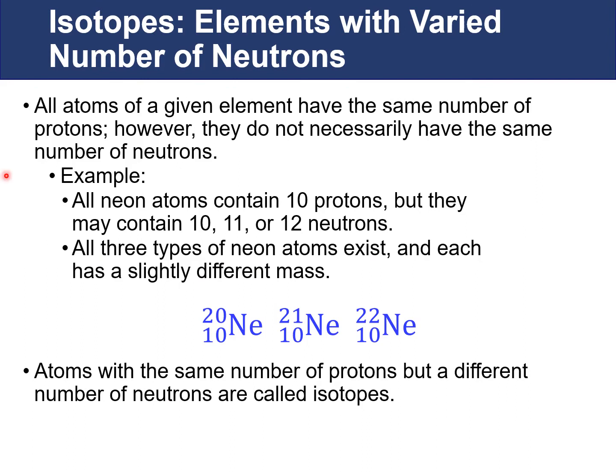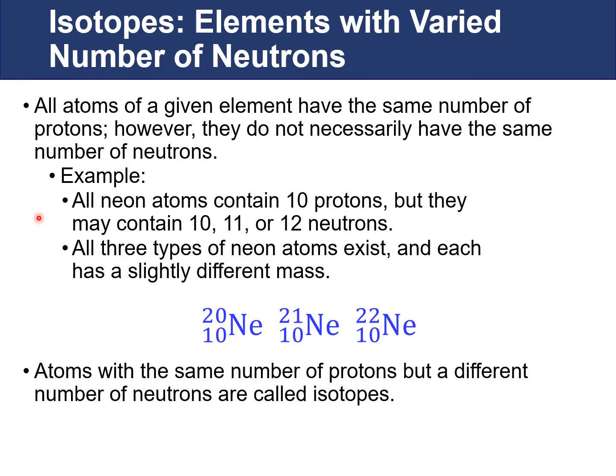An isotope is essentially the same element that has a different number of neutrons. So all atoms of a given element have the exact same number of protons. However, they do not necessarily have the same number of neutrons. As an example, all neon atoms will contain 10 protons, but there are several different isotopes. One isotope contains 10 neutrons, another one contains 11 neutrons, and the third one contains 12 neutrons.